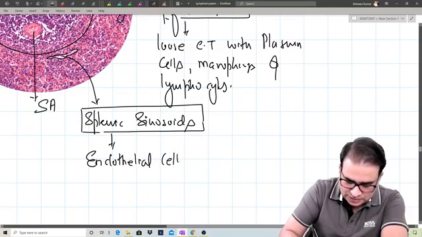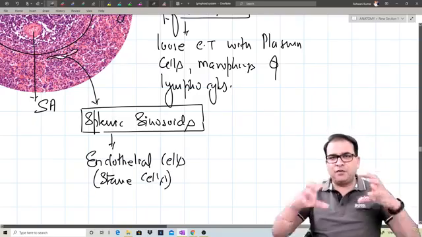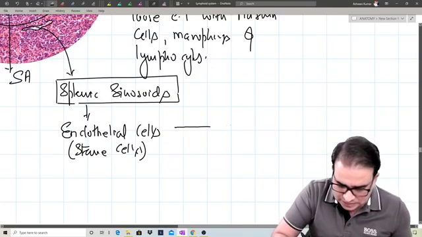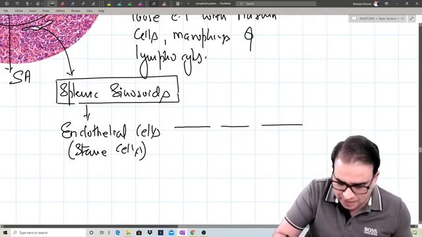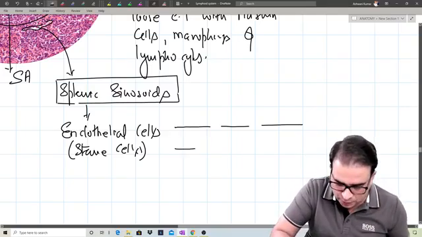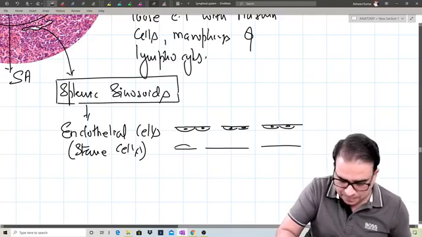We have the endothelial cells present here, which, because of the specific arrangement, we call the stave cells, like the staves of a wood, guys. When you look at these endothelial cells, the basement membrane is actually disrupted, so we have openings in between. Let us say I'm looking at these sinusoids here. We have these endothelial cells present, and you can see there are gaps in between.